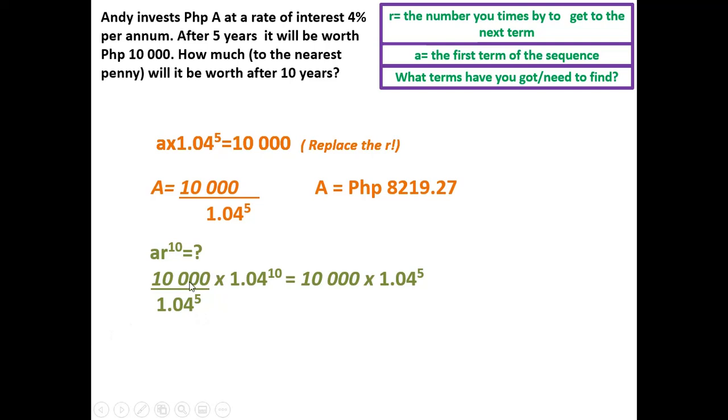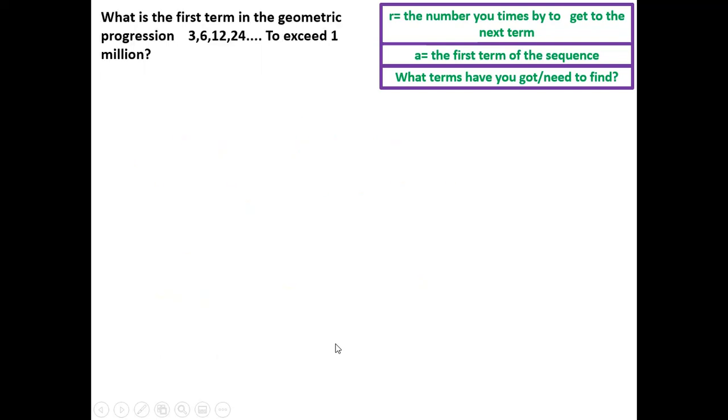So AR10, so we have A, which is 10,000 divided by 1.04 raised to the fifth power, times 1.04 raised to the 10th power, which equals 10,000 times 1.04 raised to the fifth power. So AR10 is equal to, okay, 12,116.53. So what is the first term in the geometric progression to exceed 1 million? So this question will be discussed on the next meeting.